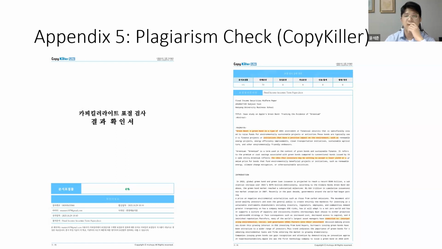Also, when I was writing this paper, I mostly focused on the advantages or the benefits that the green bond gives, but in the final paper, I might include some disadvantages or challenges of green bonds, and depending on the data results, I might give some opinion about it.